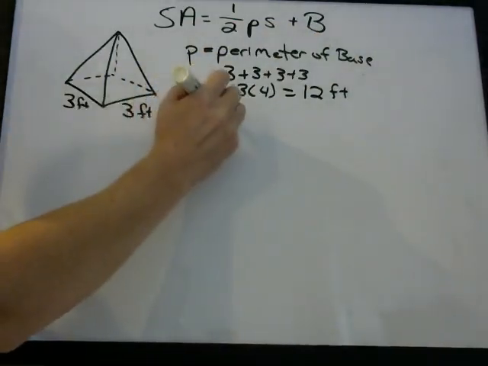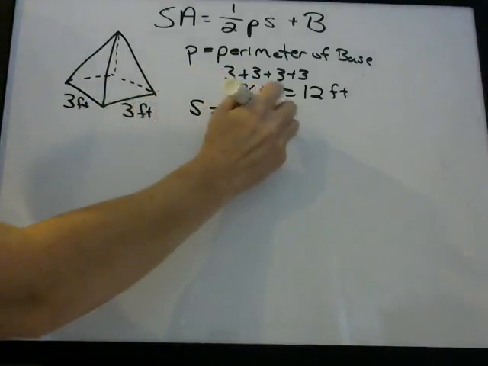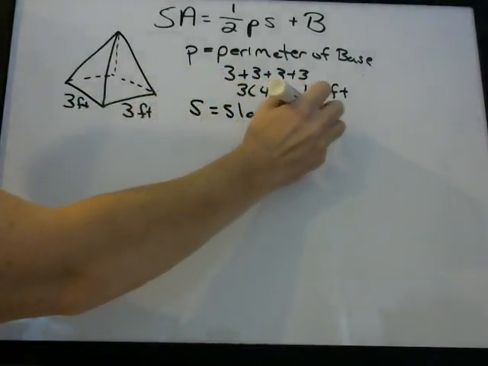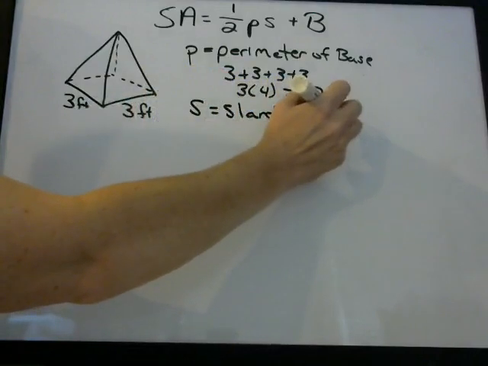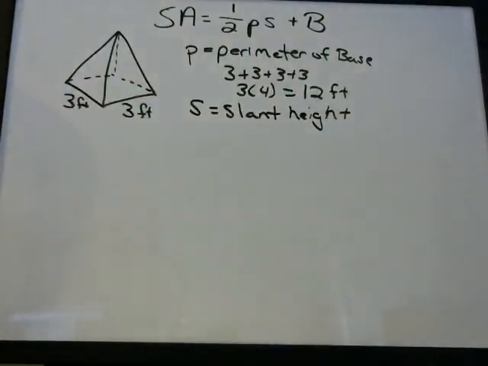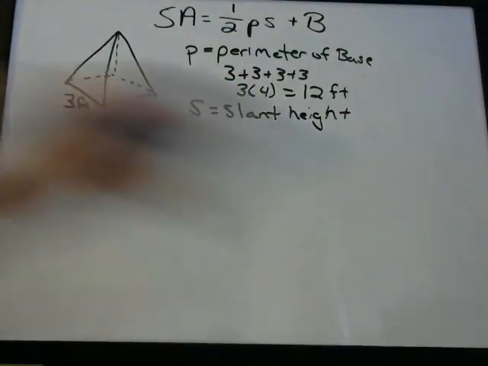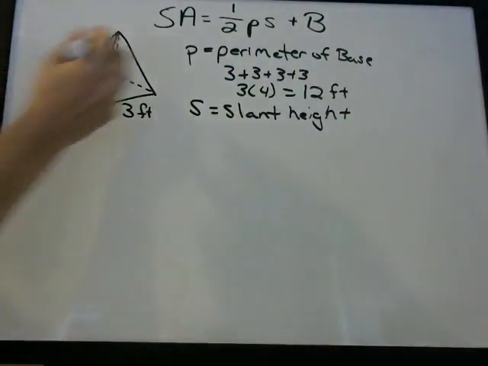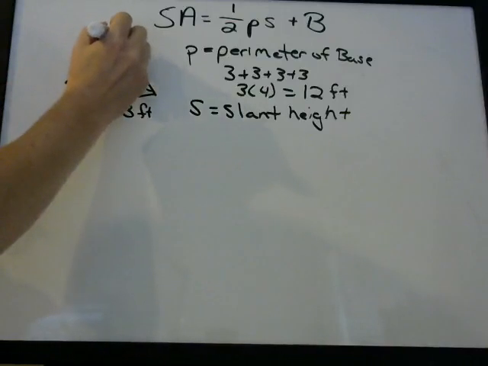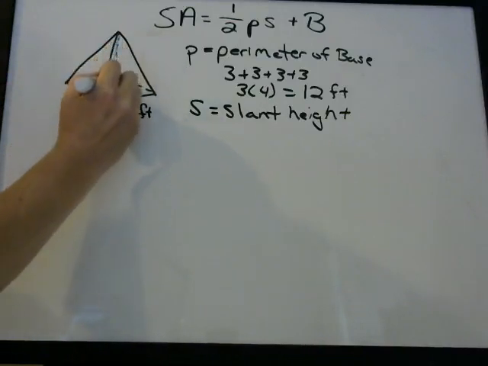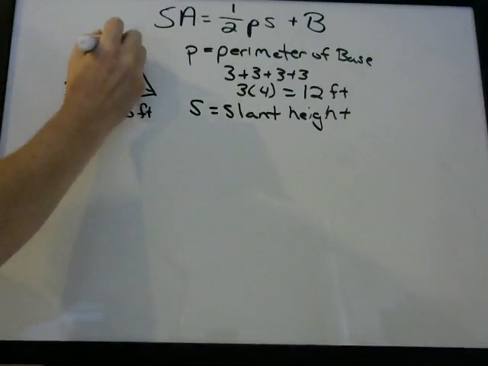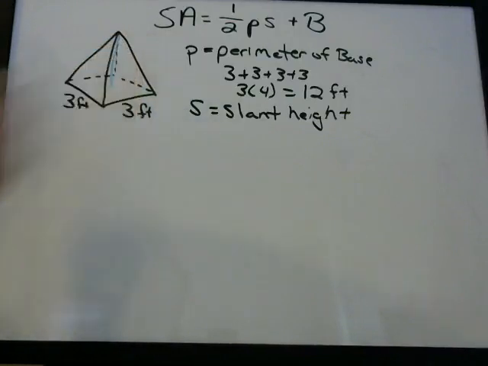S is slant height. It's important to know this because they may try and trick you here. There is a height of the pyramid, and the height of the pyramid goes from the top straight down to the middle of the base. That is the height of the pyramid. We don't want that. That's not what we want. We want the slant height.